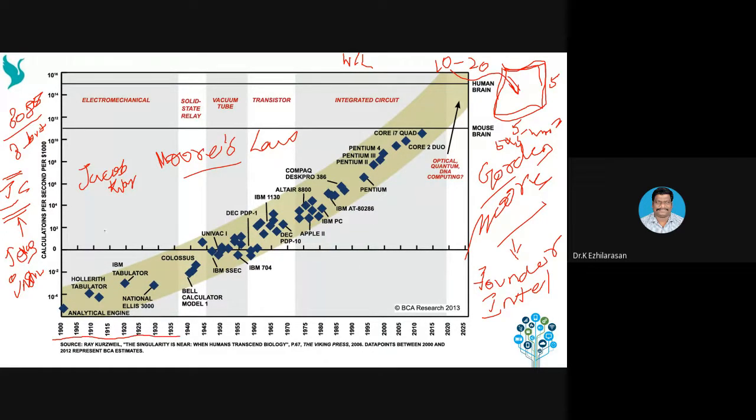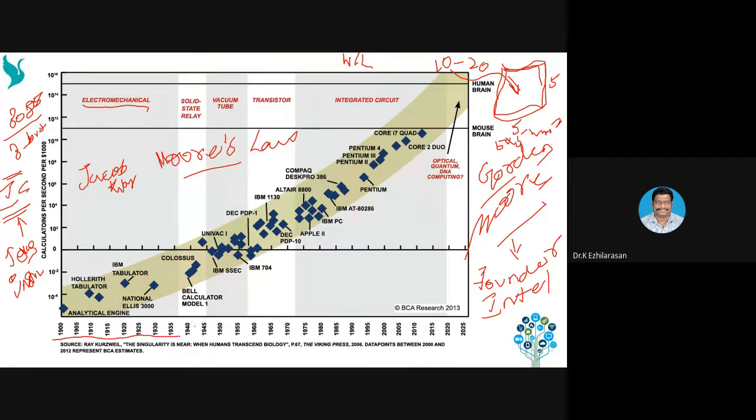What this figure shows: the x-axis is the year, and the y-axis is the calculations per second, that is, how much calculation will be done, per $1,000. Now you can see in this period what all happened: the analytical engine, the tabulator, the IBM tabulator, all these electromechanical devices up to 1935.